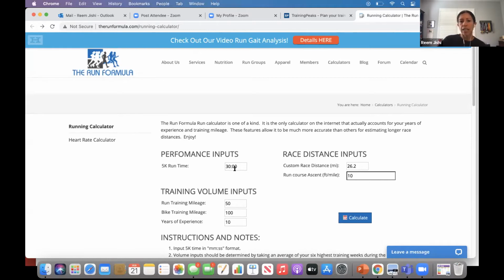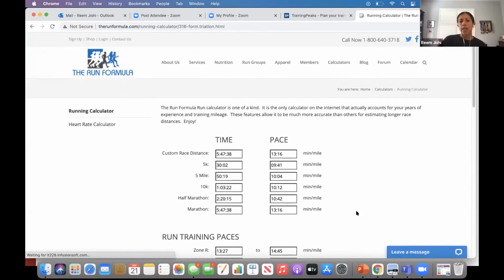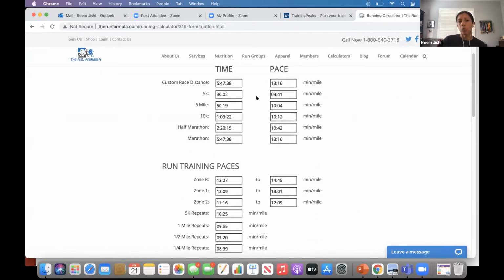So if I have my same run time, but now instead of running 50 miles a week, I'm only running 25 miles a week. And now I'm not biking, and I am a new runner and I do the same race. This is going to give me a much slower pacing average for the marathon.